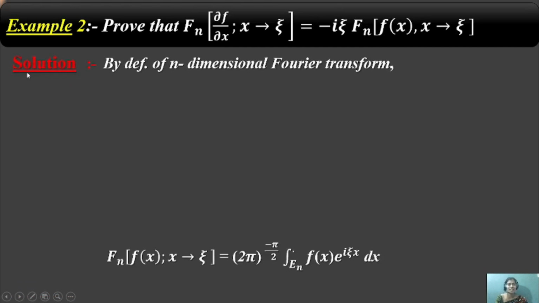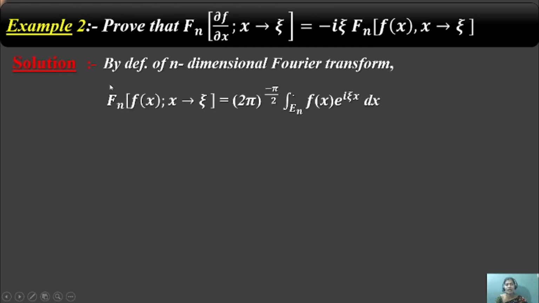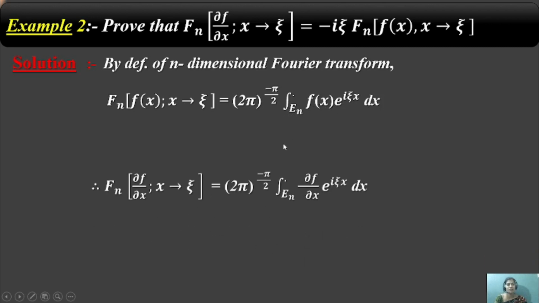Okay, same as before. By the definition of the n-dimensional Fourier transform, the Fourier transform of f of x at xi equals 1 upon root 2 pi, integral from minus infinity to infinity of f of x e to the power i xi x dx. This value we will be getting.